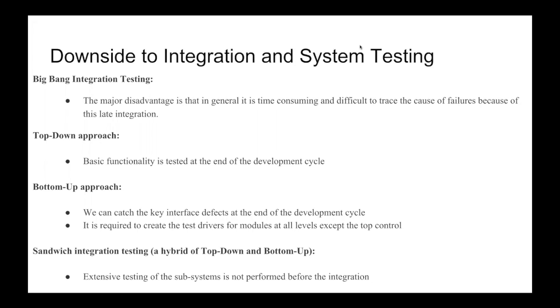This testing takes place from the top to bottom, following the control flow or architectural structure. So it starts from the graphical user interface and goes down to the subsystem. The main disadvantage of this is basic functionality is tested at the end of the development cycle. We also have the bottom-up integration testing, and this testing takes place from the bottom of the control flow upwards. So it starts from the subsystem up to the graphical user interface, and components or systems are substituted by drivers.